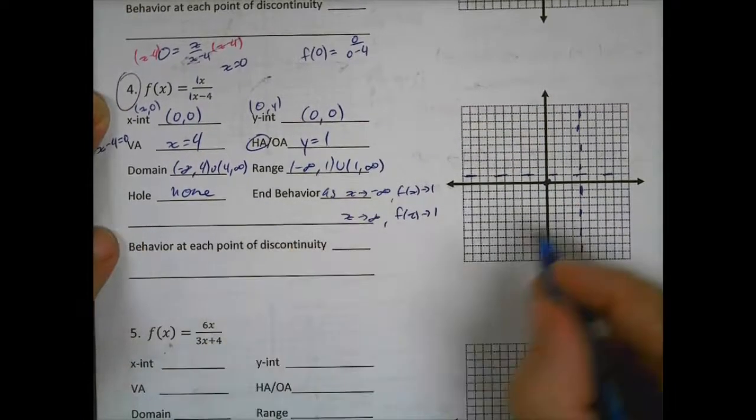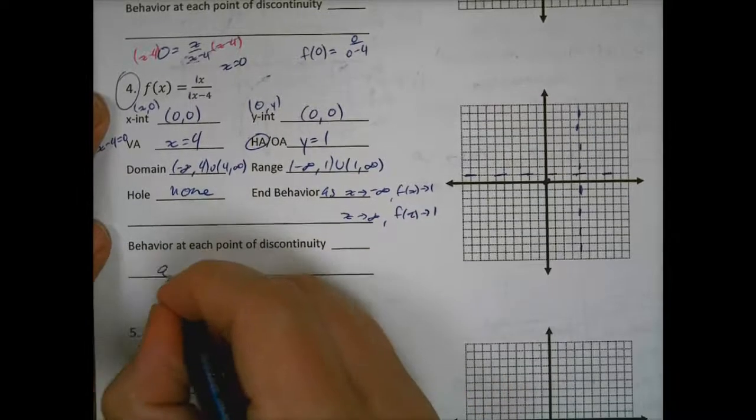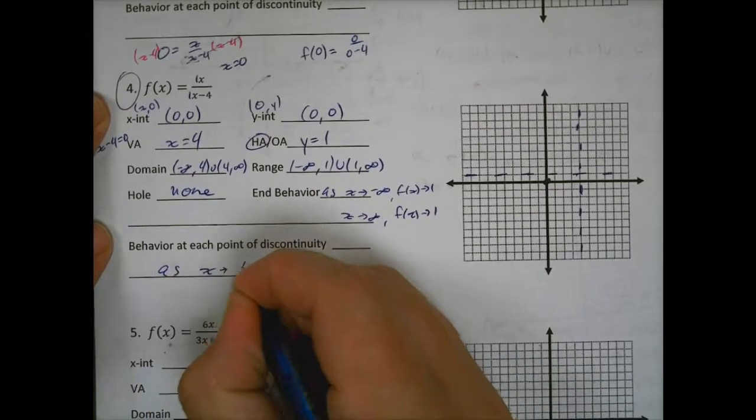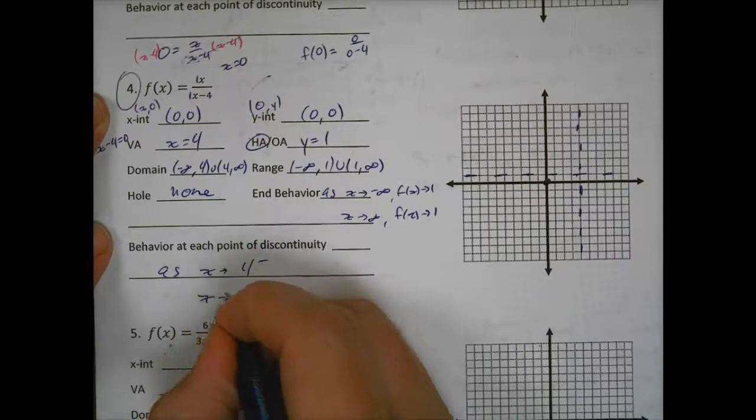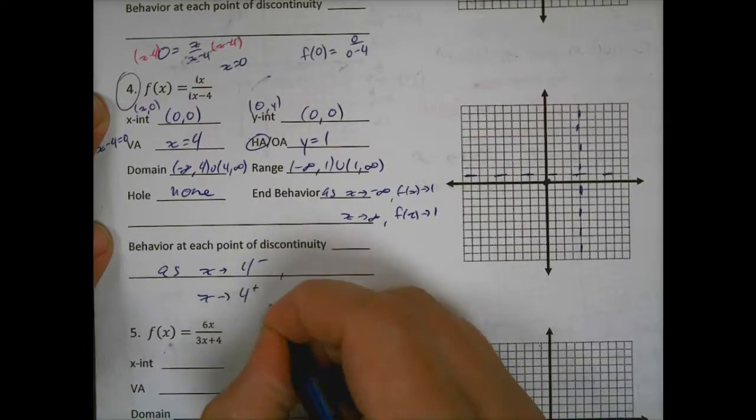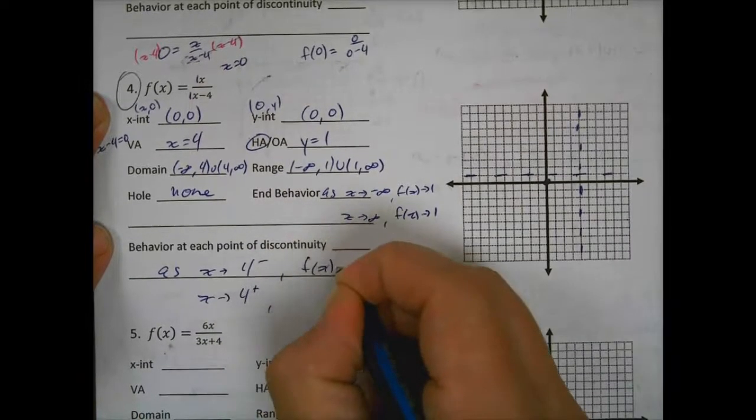For the discontinuity, we will have it at 4, so I'll go ahead and just fill this in. So 4 from the left and 4 from the right. We want to know what the y values are approaching.